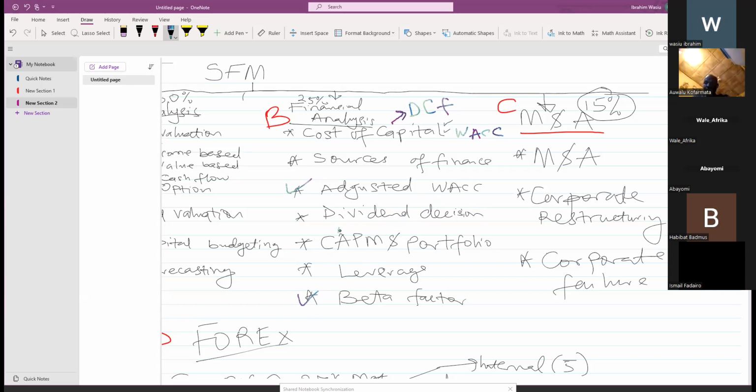Then you have the capital asset pricing model and portfolio theories. Also, we have the leverage, which means gearing. We also have what we call capital structure, which is all about what amount of debt you use to finance your business and what amount of equity.